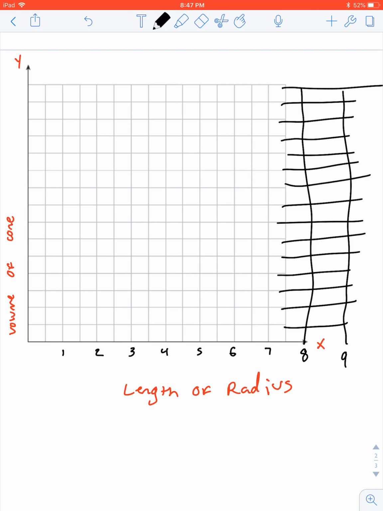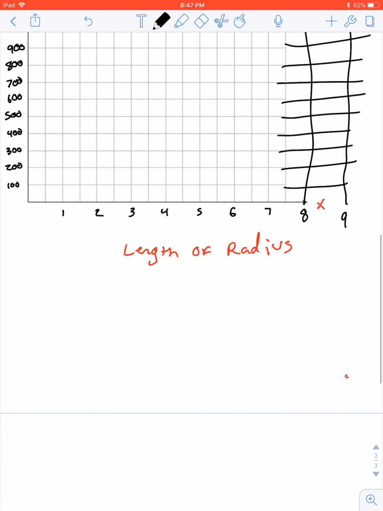Yours will be perfect in your notebook. I just chose a wrong graph, okay? And what we're going to do also, we're going to call our volume of our cones. I'm going to delete this so I can have some space. You guys already have the answer. So we're going to go by hundreds. 100, 200, 300, 400, 500, 600, 700, 800, 900. I'm just going to cap it there, okay?